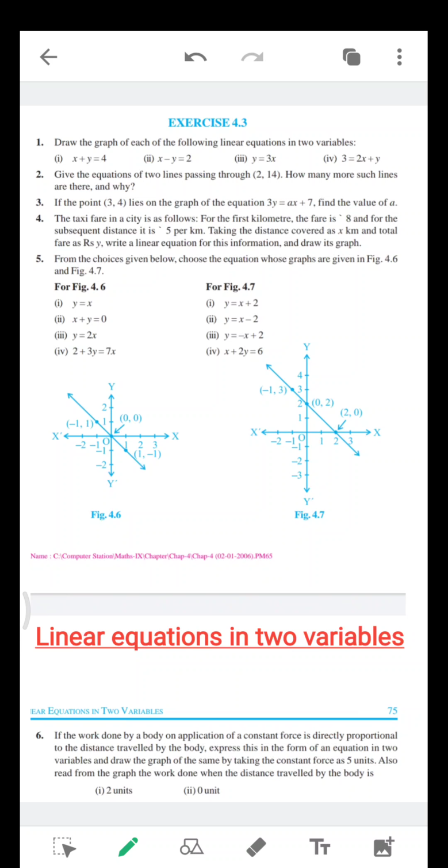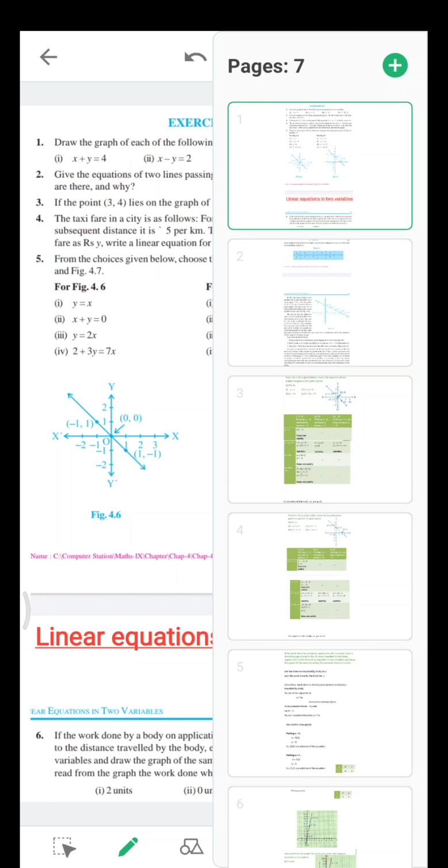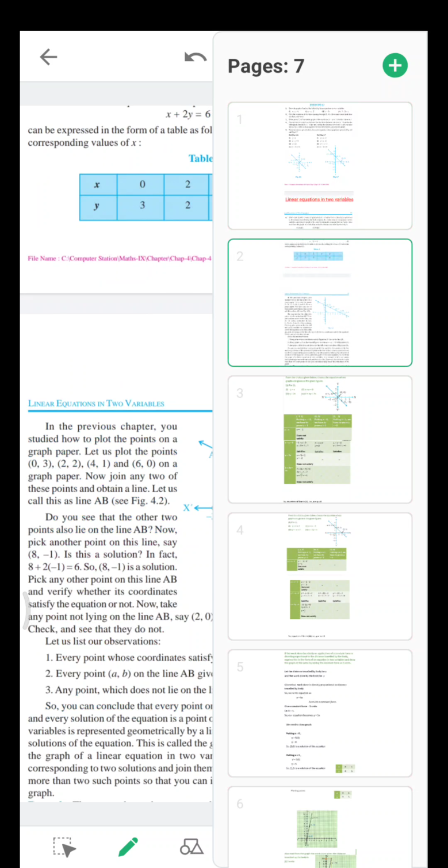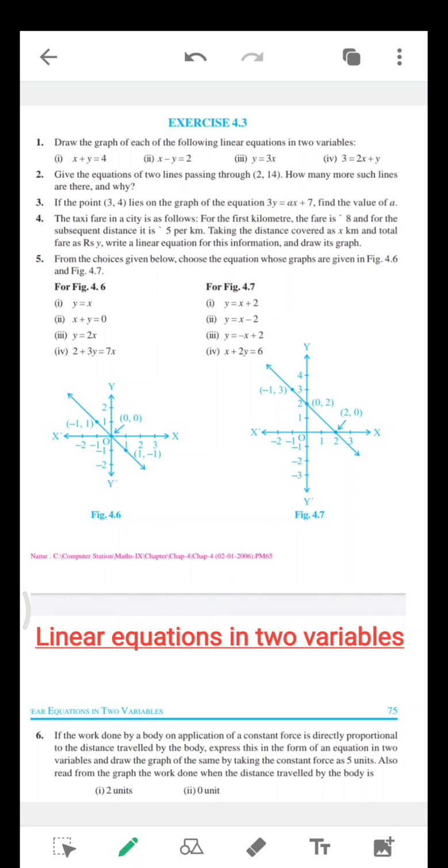Now let's see question number 5. So before we go for question number 5, let's understand a concept. First, let's understand the question. From the choices given below, choose the equation whose graphs are given. So you can see one graph is given for figure 4.6. This is figure 4.6 and 4 equations are given for it.